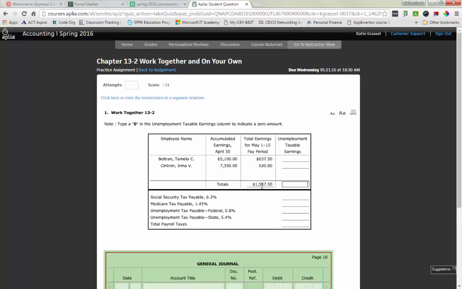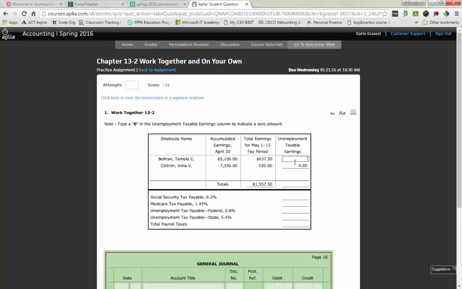Okay, so that is the total earnings for this pay period. Now, what we have to take a look at is that tax base of $7,000. We will only pay on earnings up to $7,000 for our employment taxes. Do we pay anything for Irma? Why not? She exceeded $7,000. So how much tax do we have to pay on for Irma? 0. Because this number right here is already above $7,000.